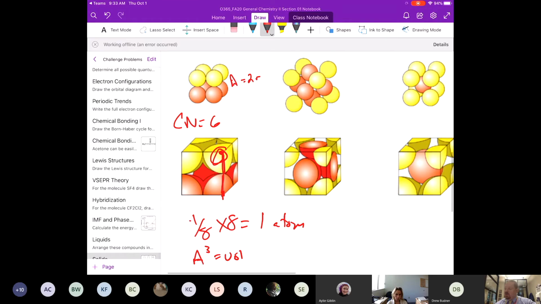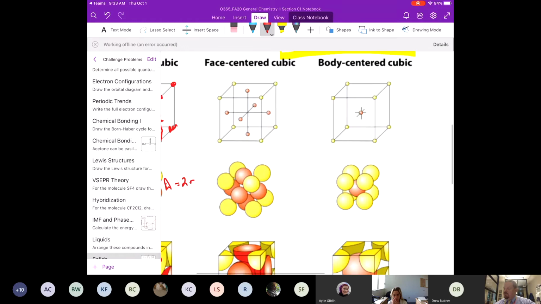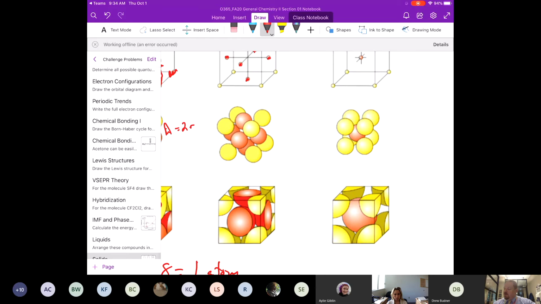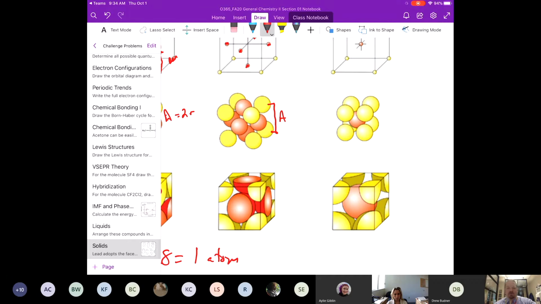Okay, so that's the simple cubic. If we look at the face-centered, now in addition to atoms at the corners, we stick an atom on the face of each one of these cubes. Right? So again, we can see it here. Now, if we look at this distance A, it is no longer dependent on those 2 corners touching anymore, right? We can see that a little bit better here. There's some distance between there.